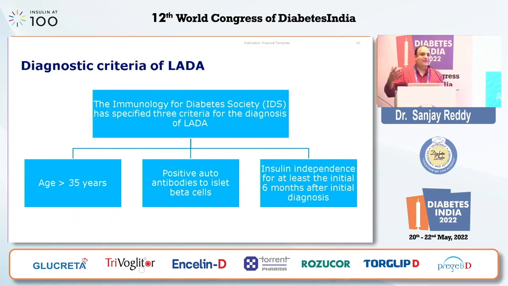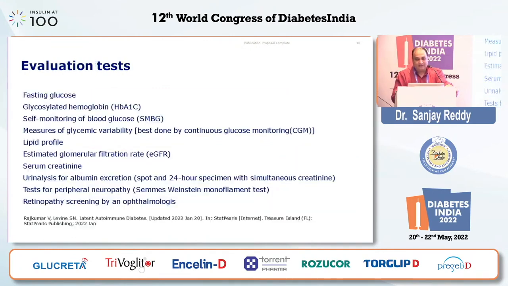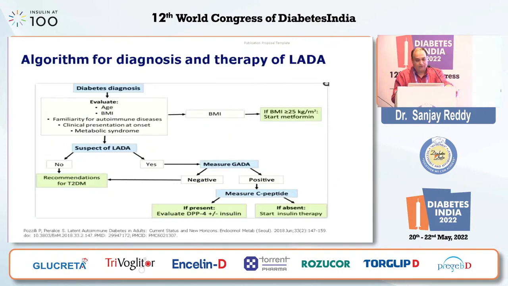But remember, your LADA patient can come to your clinic with an A1C of 12, and maybe you want to give him insulin for 6 weeks, but then shift him over to tablets. That means he can be independent of insulin. You can use insulin in the beginning if the A1C is high, but if he's off insulin for 6 months, this is what it is. I'm not going to go into this here.